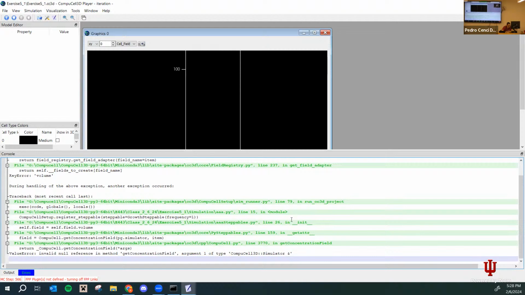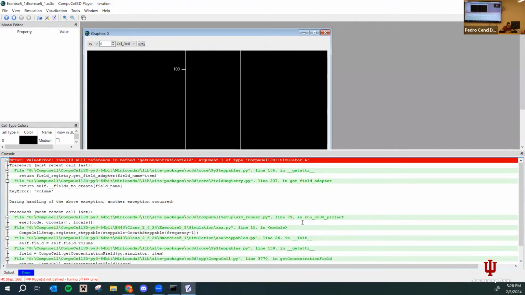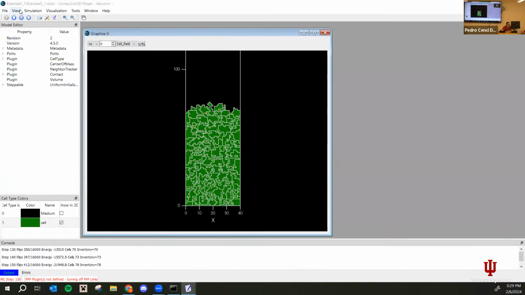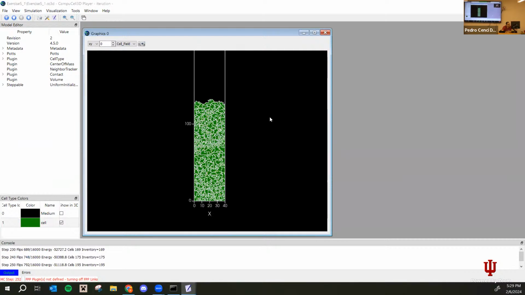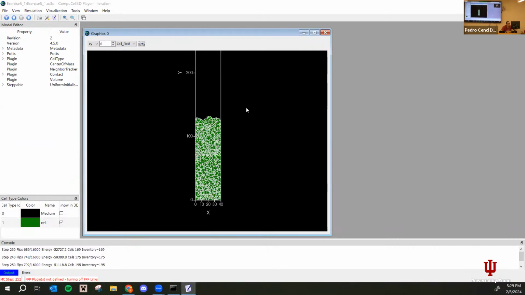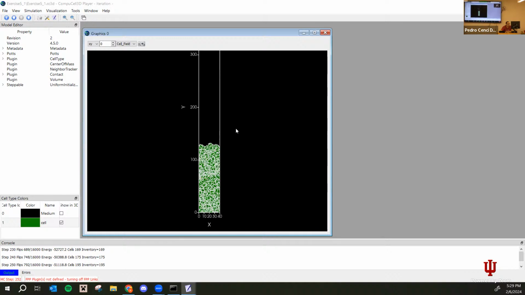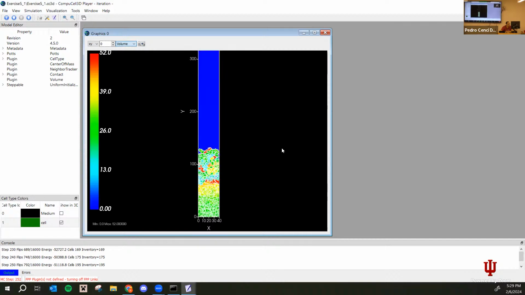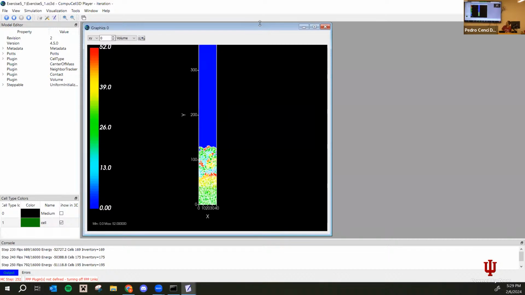Can you scroll up, Alex? Oh, no, we don't have the same error. Good, but when you fix it, you'll get a different error. Wait, whoa, it's working. In your graphics window, there is a cell field drop-down menu. Click that, and volume, perfect. Yeah, it's working. Can I see the code again?